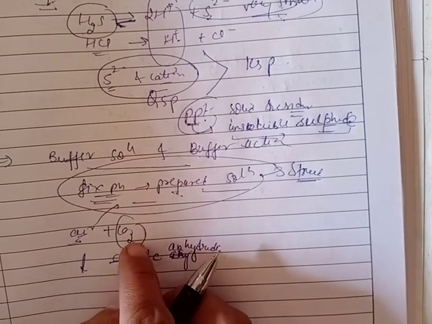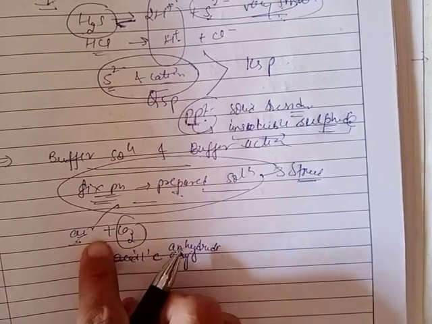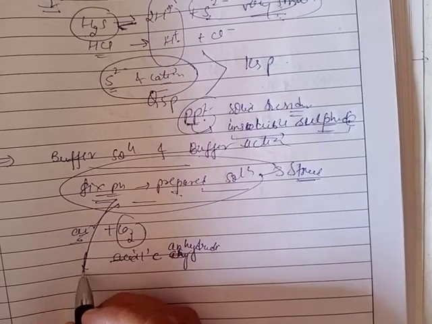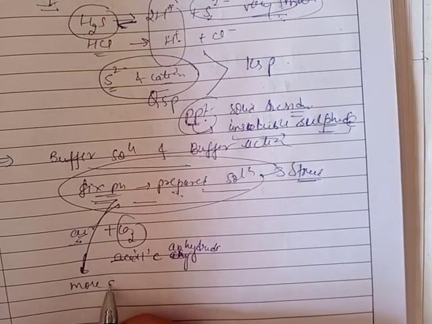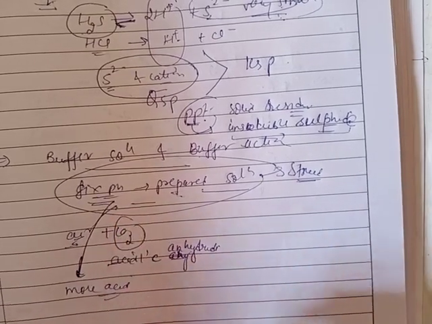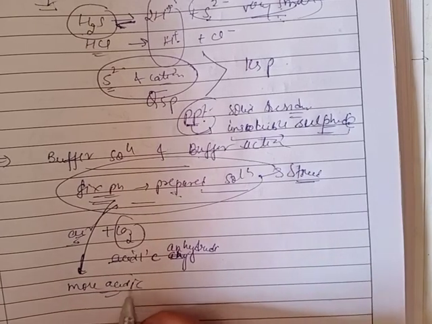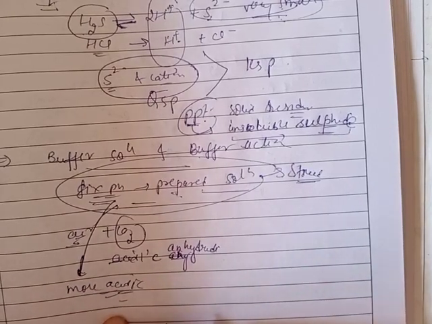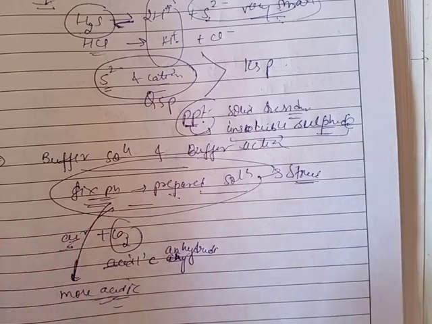By addition of this CO2, or by absorption of this CO2 from the air, the resulting solution becomes more acidic. It means the pH undergoes change. Therefore, the solution becomes more acidic. Hence, the solution cannot be stored in such a type of container.